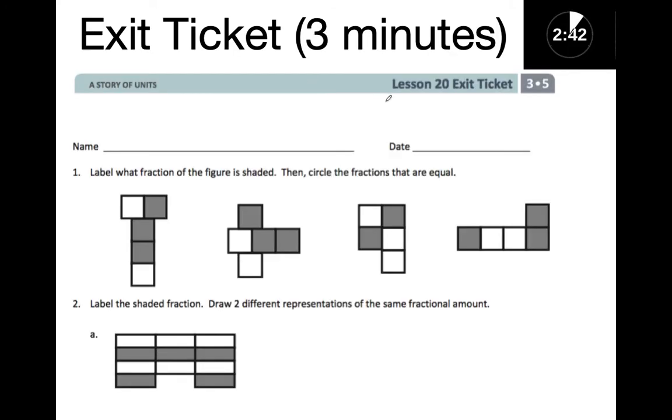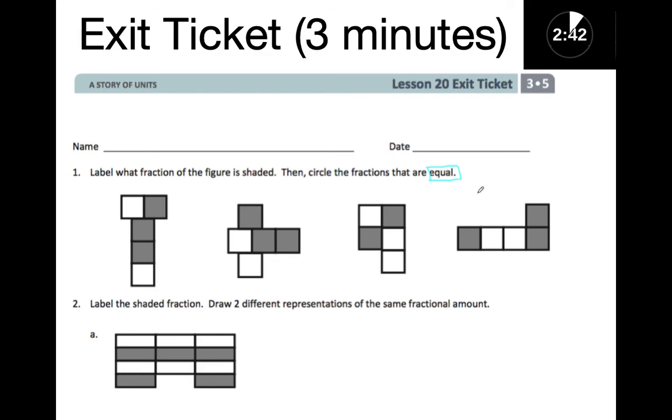But let's go ahead and look at our exit ticket. This is what you guys are going to be looking at when you do a quick little activity in Microsoft Teams. It says to label what fraction of the figure is shaded. Then circle the fractions that are equal. So which means that they need to be the same. Which fractions are showing you that they're the same?